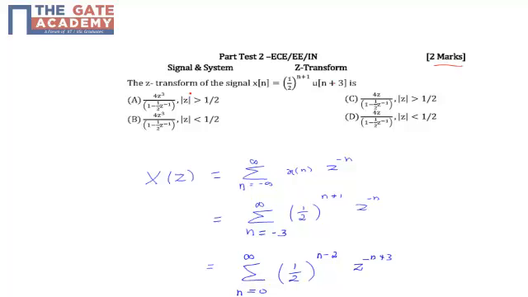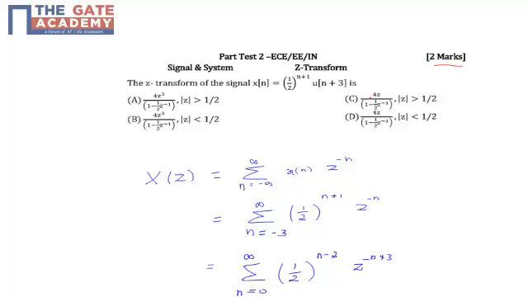The question is: the Z transform of the signal x of n is equal to (1/2)^(n+1) times u of n plus 3 is? Option A is 4z cube divided by 1 minus 1 by 2 z inverse, and the ROC is mod of z greater than 1 by 2. Option B is 4z cube divided by 1 minus 1 by 2 z inverse, and ROC is mod of z less than 1 by 2.